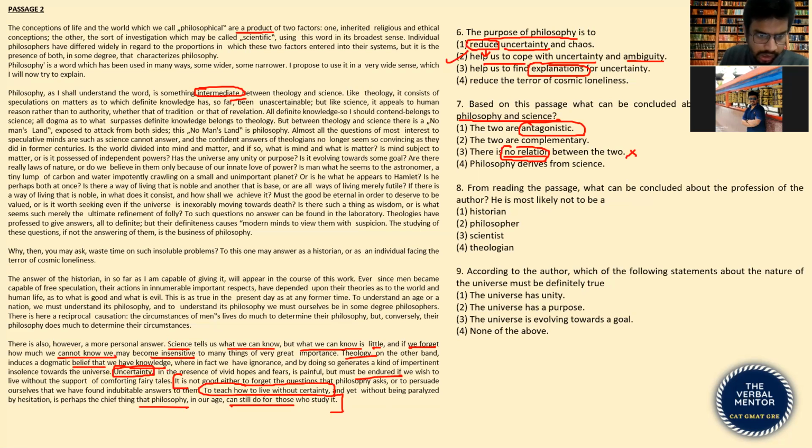So philosophy teaches us uncertainty, what we cannot know. Understand? Science teaches us what we can know. And philosophy teaches us how to live with uncertainty, which means what we cannot know. So science teaches us one thing, what we can know, and philosophy teaches us the remaining part, what we cannot know or what we do not know. Therefore, their relationship is complementary. They complete one another in a sense. Correct answer, option 2.